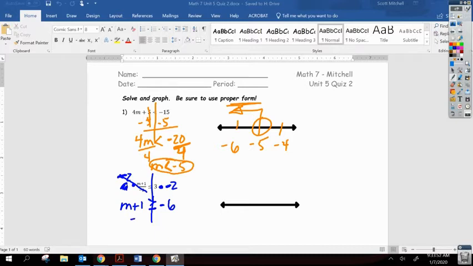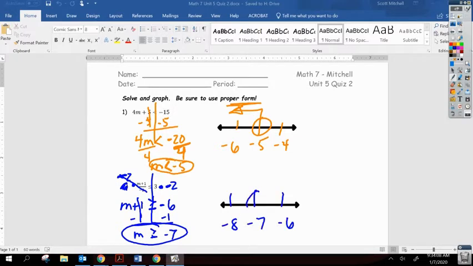Now it's m plus 1. We're not done. -1 minus 1. This is m. You guys have calculators. This is -7, and the symbol stays the same. It doesn't flip when you subtract. It only flips when you multiply or divide by a negative.